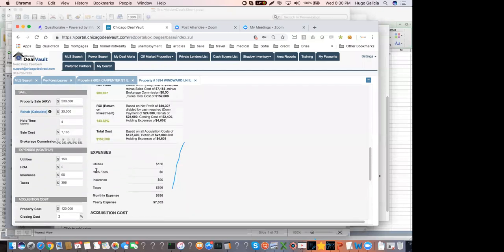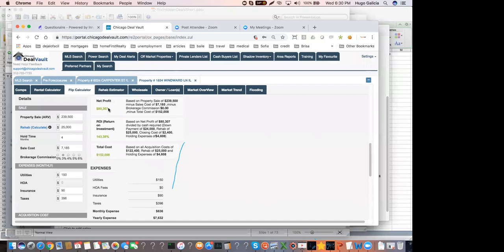So let's see what the net profit is. This is a great deal. If we were to do a flip on this property, we can net about $80,000 if we do a flip, okay? So this property will work number wise. Again, the debt coverage ratio is 1.72 on this deal.